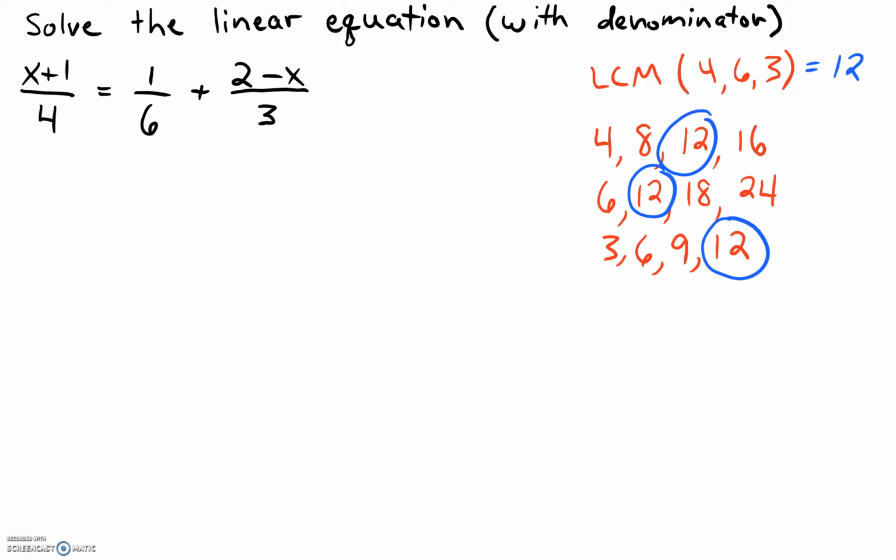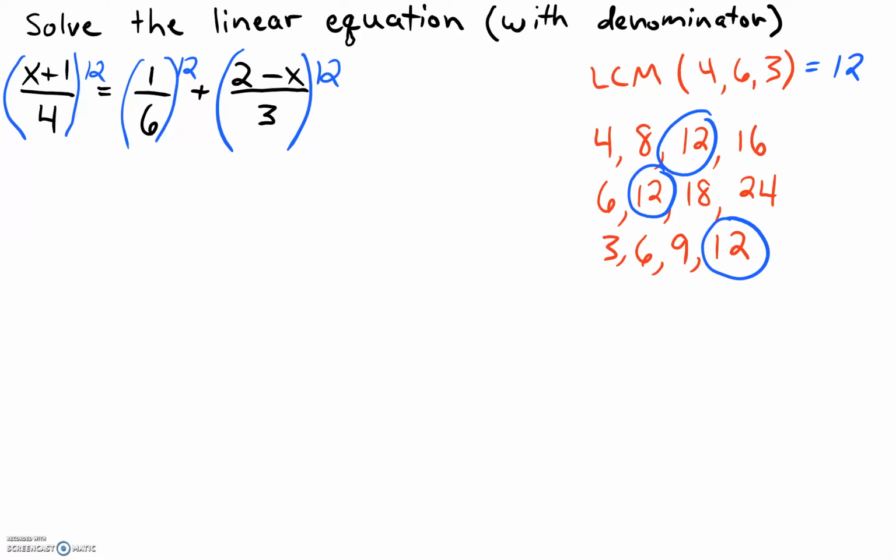Once you figure out what the least common multiple is, you're going to multiply it by both sides of the equation, which is the same thing as multiplying it by all three terms, or however many terms you have. So we're going to multiply the x plus 1 over 4 by 12. We're going to multiply the 1 over 6 by 12. And we're going to multiply the 2 minus x over 3 by 12.